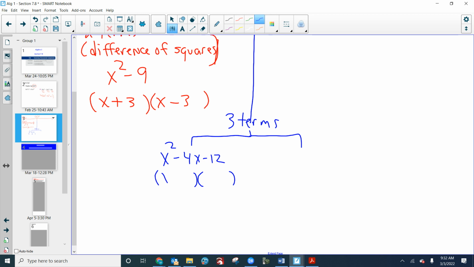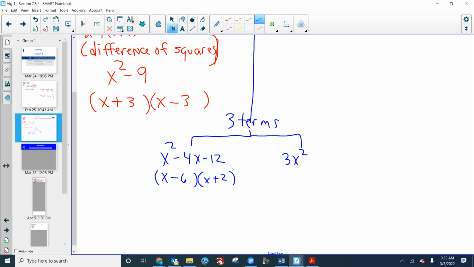Negative 6 and 2. So how do I write it, Zach? X minus 6 and x plus 2. Now, you could put the plus 2 first, whatever turns your wheels. Doesn't matter. Now, guys, remember, that's all you have to do once you find that. You're done with that. Is everybody good with that?